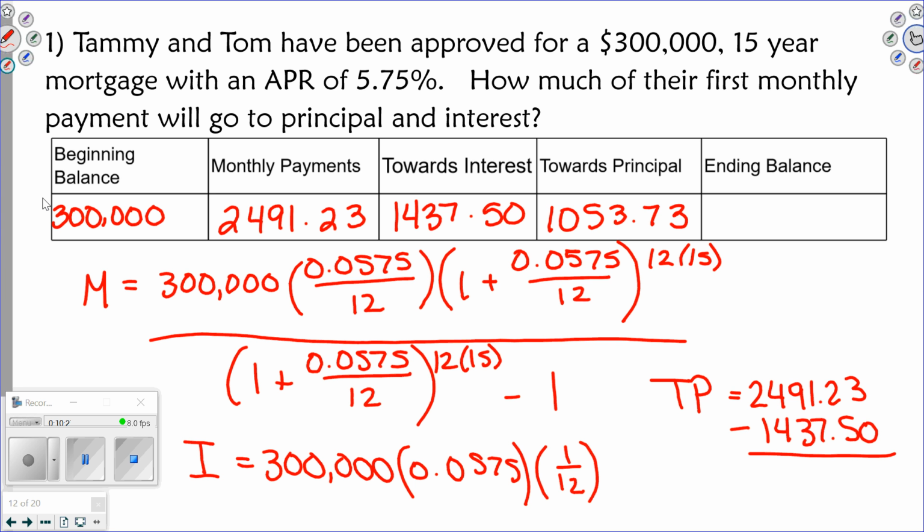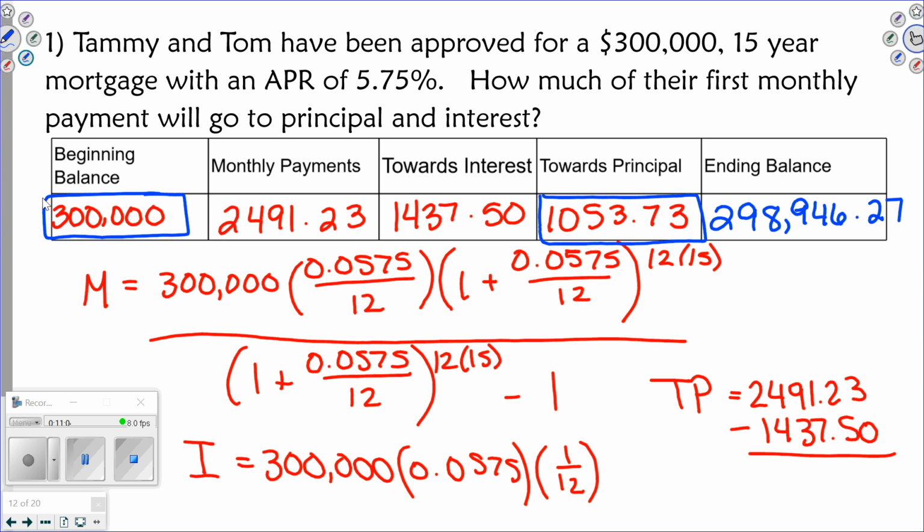If I add the interest and principal together, that's your monthly payment. So here's how much you're paying, and this is how it's split. This part towards principal actually goes to pay off this amount. This part, the interest, that's just money the bank's making off of you. So now it says my ending balance. Well, this is how much I owed when I started. I made a payment, and only this much of it went towards paying that off. So how do I find my ending balance? Subtract those. On the back of your red paper, it says beginning balance minus the principal. So I now owe $298,946.27.